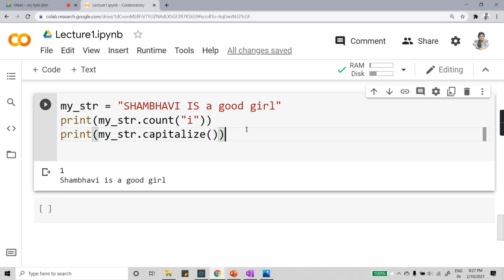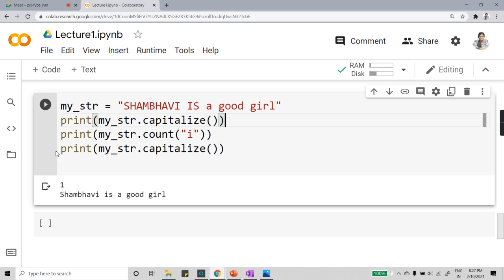If we first print my_str.capitalize() and then we write print my_str.count, then what will it print? Okay, fine. Let's do that.